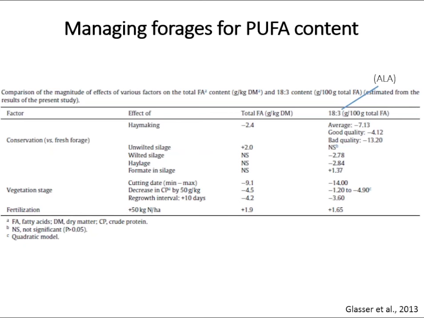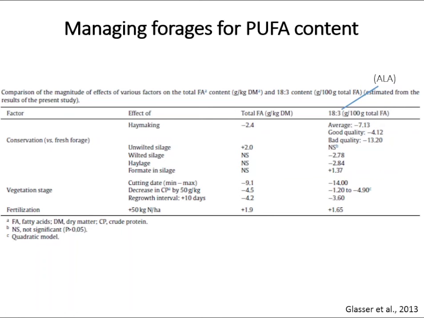So that very upper leftmost one, the effect of haymaking, is that just by drying your forage and making hay, you're going to see a reduction in your total fatty acid content of about 2.4 grams per kilogram dry matter. And you'll see a bigger reduction as a percentage of those total fatty acids in alpha-linolenic acid. That main polyunsaturated fatty acid you lose faster than you lose the other ones.